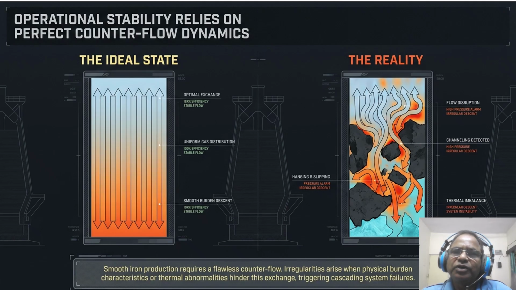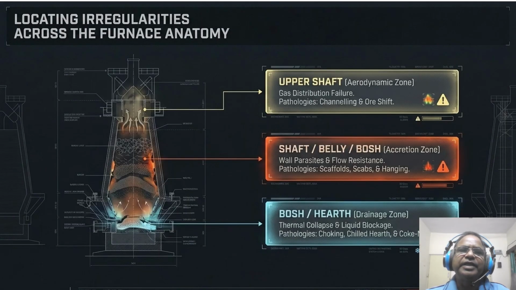Because this failure is not uniform, we must map exactly where these pathologies occur within the furnace anatomy. So this slide provides a diagnostic map breaking the furnace into three critical zones. At the top in the yellow box, we have the upper shaft or the aerodynamic zone. Here we look for channeling and ore shift. Moving down to the orange box, we cover the shaft, belly and wash, the accretion zone.